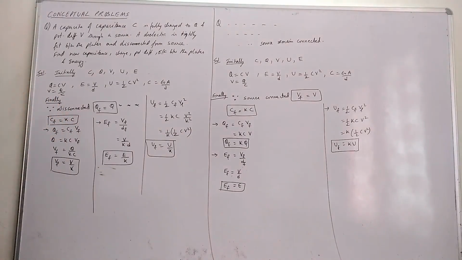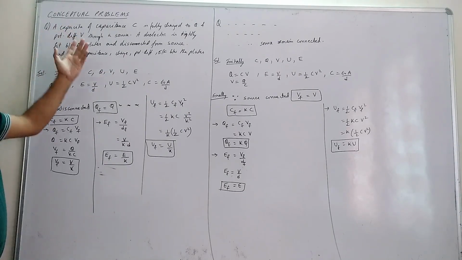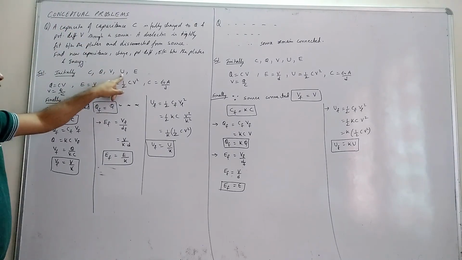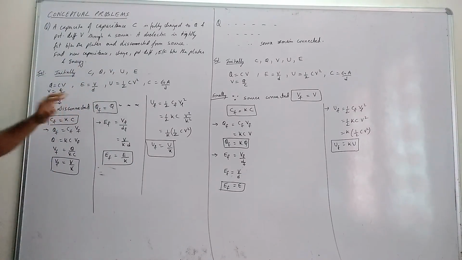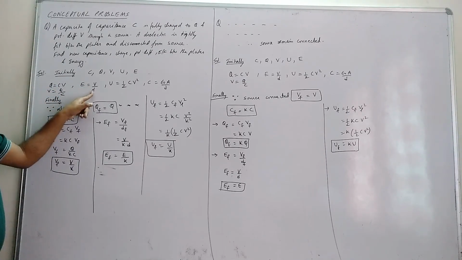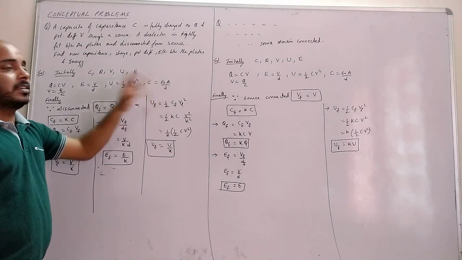Okay, so how do we do this question? Initially write what situations we have. Initially write the parameters of the capacitor: capacitance C, charge Q, V potential difference is given to you. U is the energy and E is the electric field between the plates. Now write down all the formulas which you know. Q equals CV, V equals Q by C. We know electric field is potential difference by separation d. Energy is half CV square. And capacitance is epsilon naught A by d. These are the initial situations.